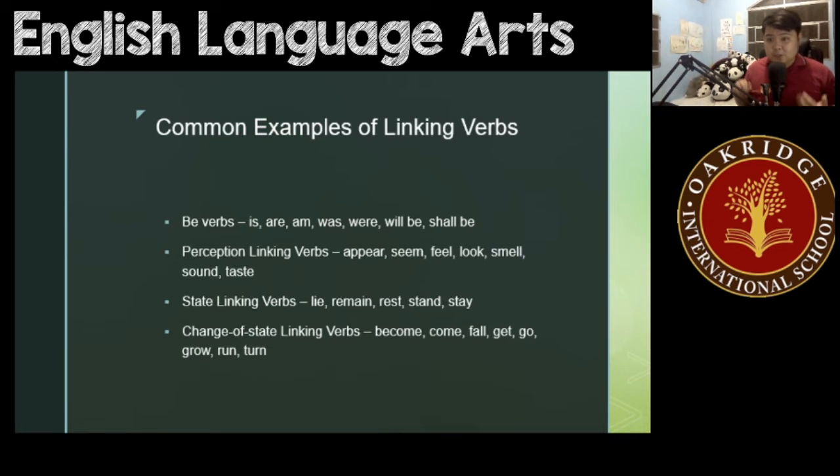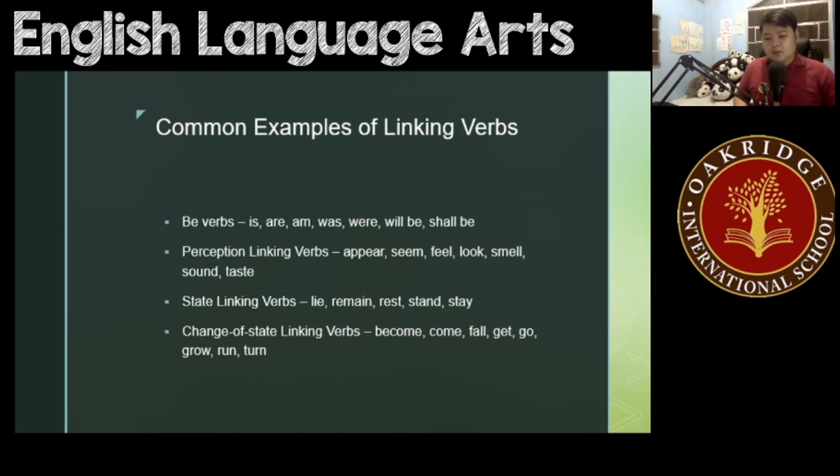We also have linking verbs that show state, and these are lie, remain, rest, stand, and stay. These are verbs that just show the current state of something. How about linking verbs that show a change of state? Like, for example, become, come, fall, get, go, grow, run, or turn. These kinds of verbs may look like action verbs, but it depends on how they are used.